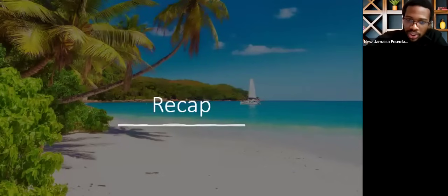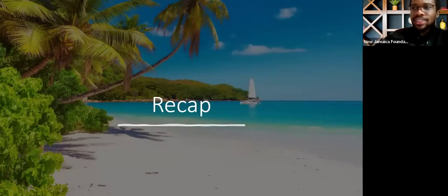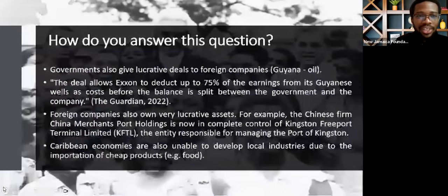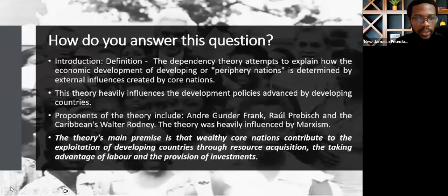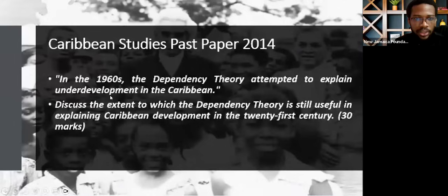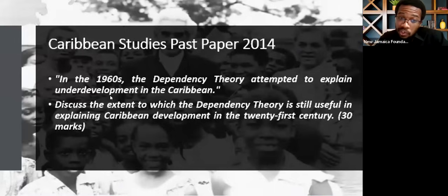So you can use contemporary development to illustrate that it's really not supposedly dependency theory, but there could be other factors at play. So it might not be as accurate, which is why the question had explicitly asked you to discuss the extent to which dependency theory is still useful in explaining the Caribbean. So it could be useful, but maybe not as useful, or it could be extremely useful. It really asks you to take a more nuanced perspective, not A or B, but somewhere in between.